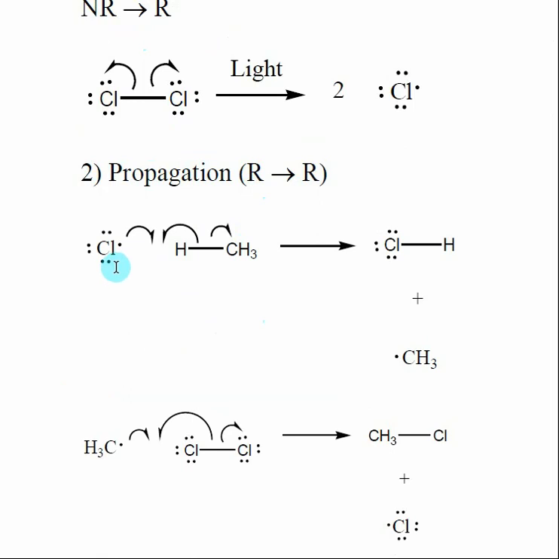So the first thing is we have our free radical, so we've created this. This free radical can do an abstraction from our alkyl group. So remember, abstraction means it's just going to grab onto a hydrogen.